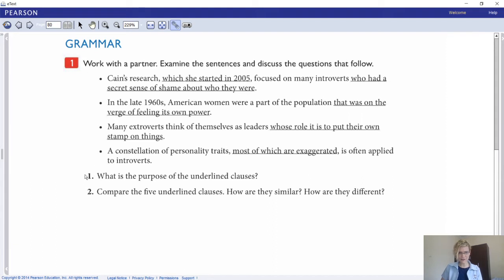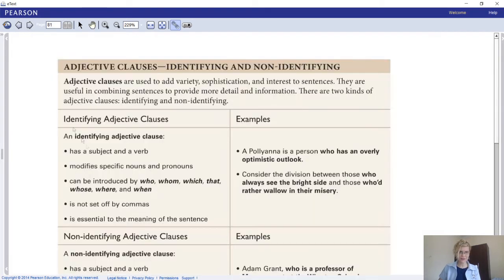So please answer, what is the purpose of the underlined clauses? And compare the five underlined clauses. Are they similar or are they different? In what way are they similar or in what way are they different? What do you think? Okay, cool. That brings us to the next part. I will talk about that with you during our Zoom meeting, so make sure you have answered that.